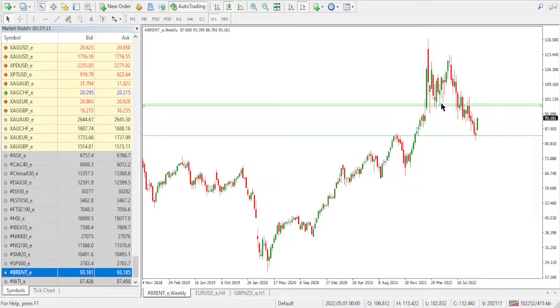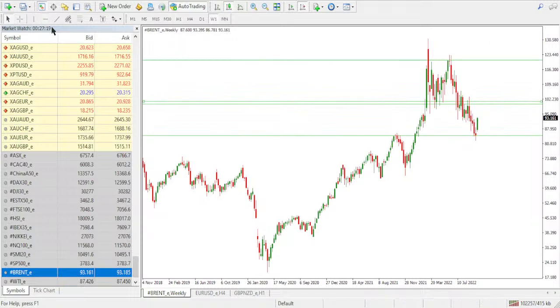If this resistance is violated, then we do expect the price to extend upwards up to the next target, which is this one here. So ideally we are upwards up to this point. If this level is broken, the next target is the line we have at the top here.